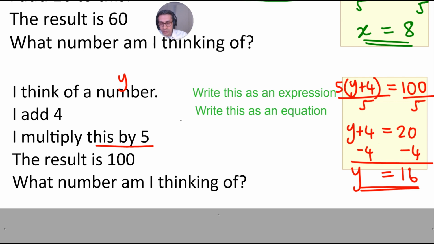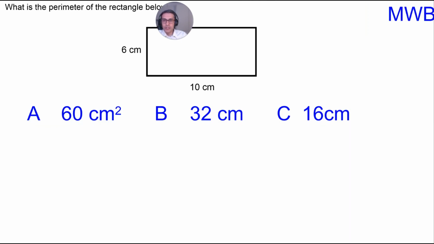And we can just have a quick check on this. Well, 16 plus 4 is 20. 20 times 5 is 100. So that is your answer to this question. Let's try the next example.